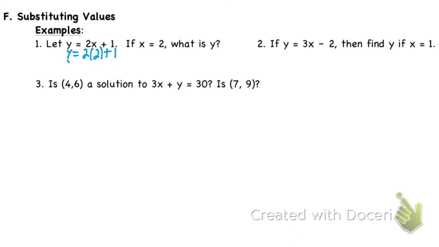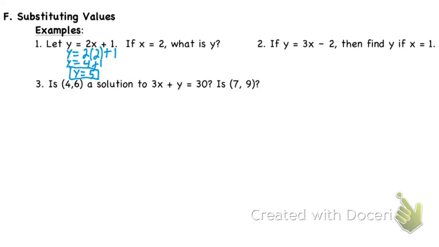Okay, so now order of operations tells us what do I do first? Do I multiply or add? Multiply. What's 2 times 2? 4. What is 4 plus 1? 5. So if x is 2, what is y? 5, and that's our answer. Now could I ask again, if x is a different number, what is y? Yes, and you just start the process over again, wouldn't you? Questions on number 1?